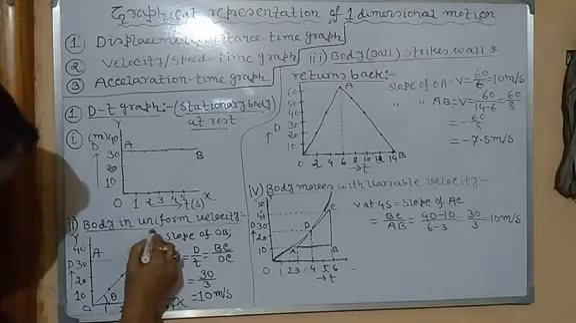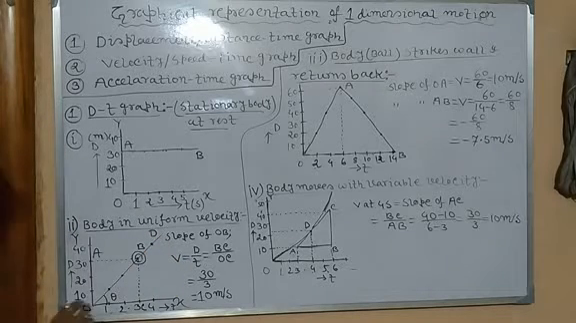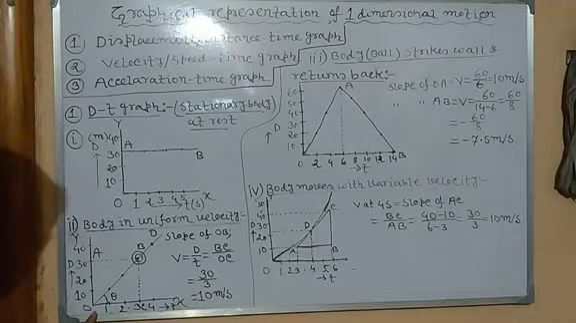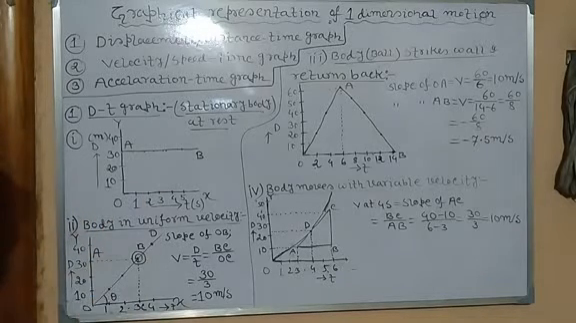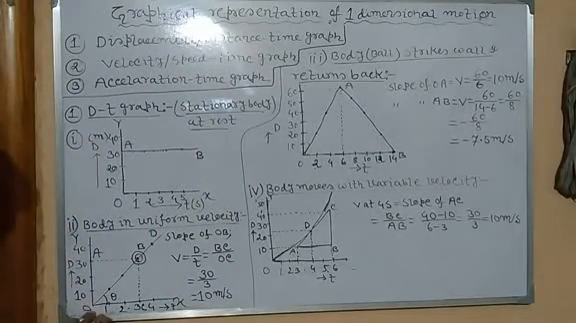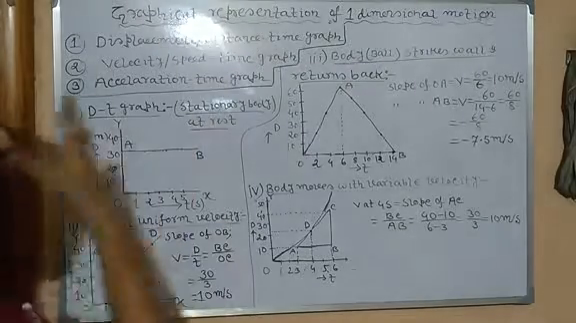Let's give it a name, OD. A straight line passing through the origin O, which represents that the body is moving away, isn't it? The body has started its journey from point O and it's moving away from the starting point.